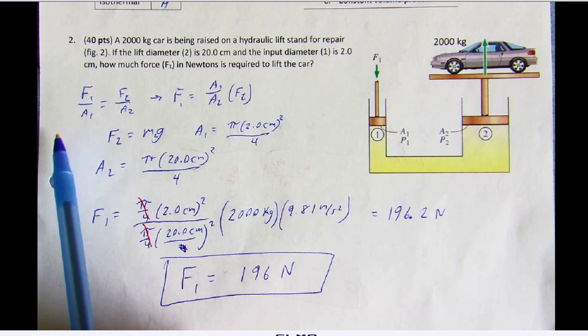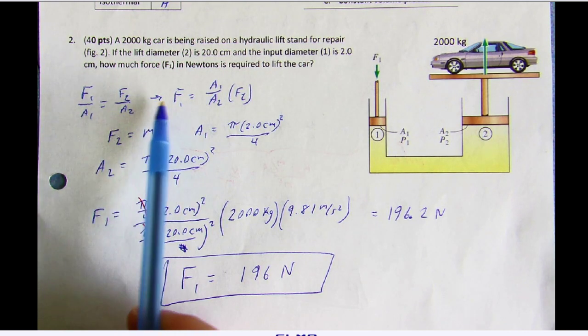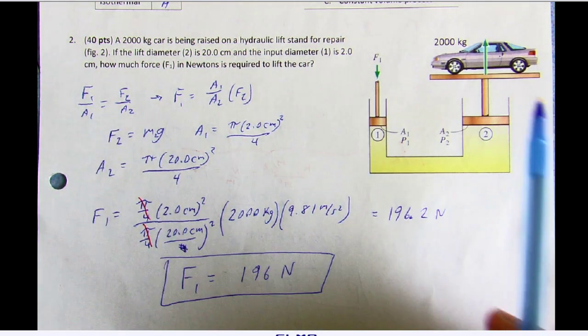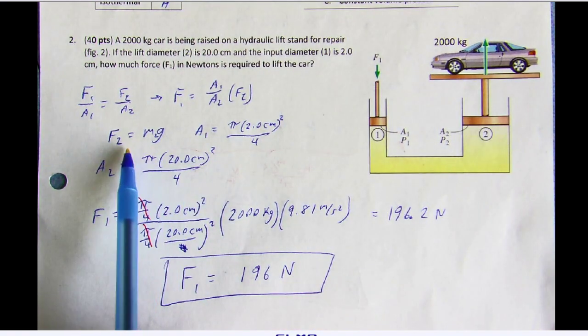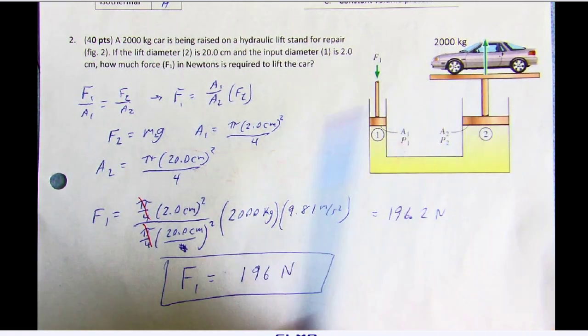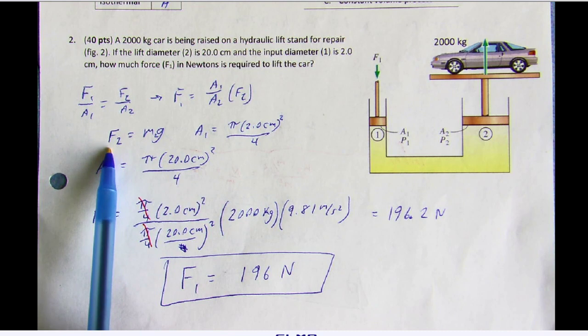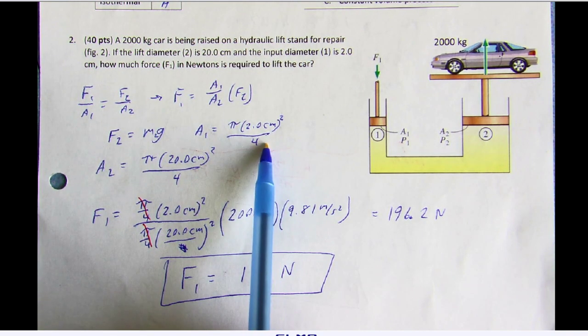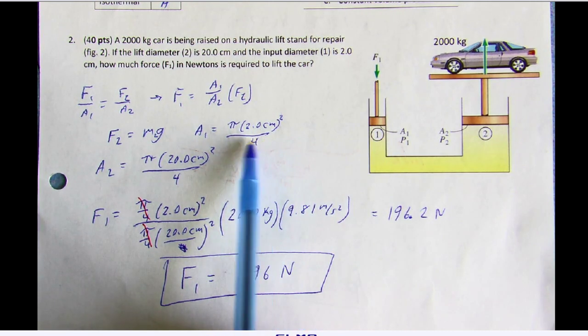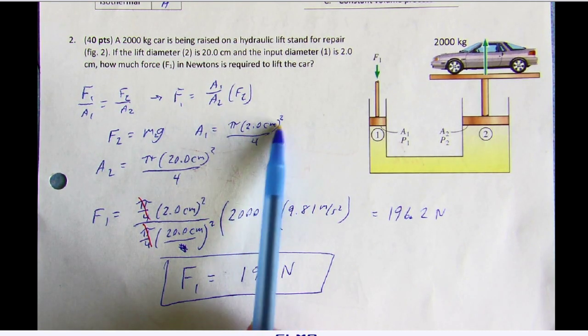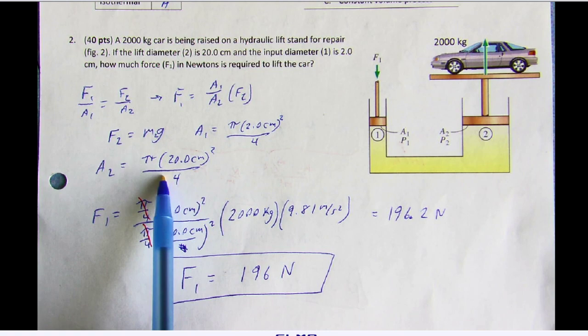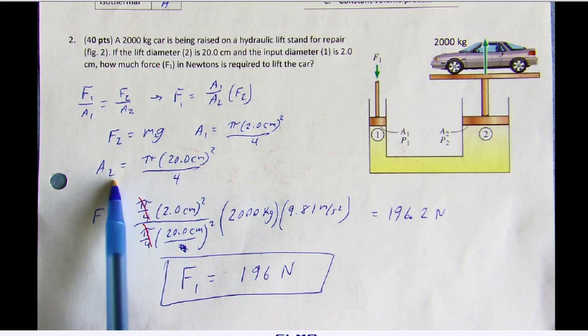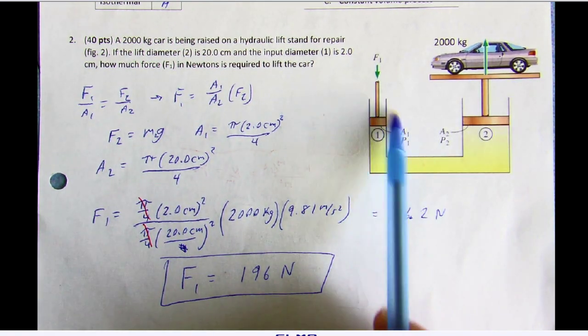And I think the people that got this wrong basically just mixed up the F. They chose the wrong F. You do have to turn the mass of the car into a force, right? Kilograms is not a force. You have to multiply by gravity. And then the area, you can see here I did it this way, pi 2 squared over 4 and pi 20 squared over 4. So this is number 2, this is number 1.